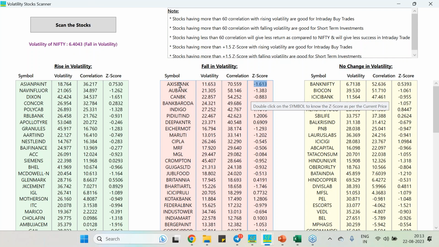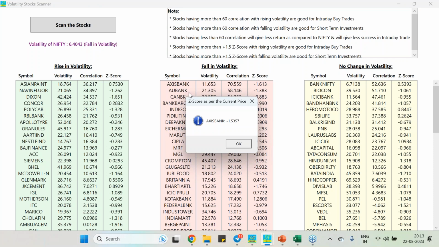This value is as per the 21st August data. If you want to know 22nd August, the prices of Axis Bank are changing, Nifty is also changing. If you want to know the Z score currently, just double click on this symbol, wait for a couple of seconds, and it will tell you this is 1.53. It was 1.61, it is now 1.5. Recoupling happens.